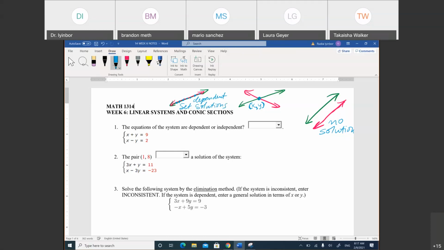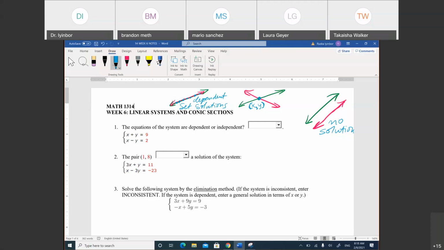Okay? And I'll show you how you represent that set. So these are the three possible cases for a straight line: when the system is dependent, when you have one answer, and when you have no solution. Okay? So this is graphically how it looks.